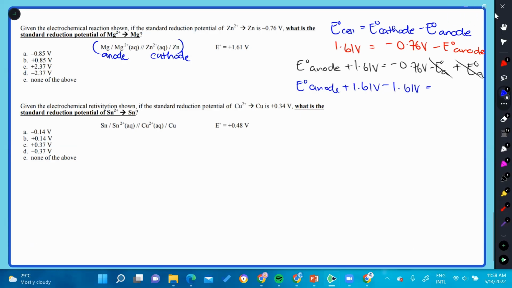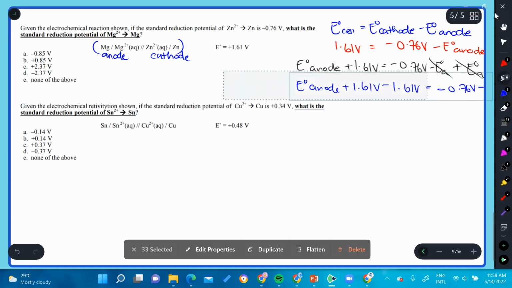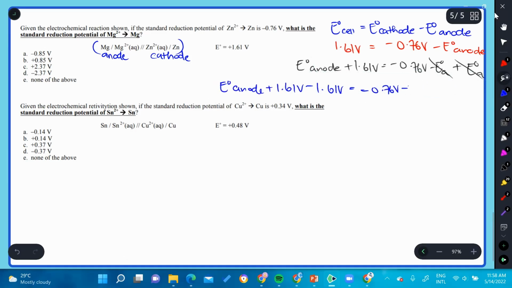So we can't have it plus something on this side. So that's why we're getting rid of the 1.61. So now we have negative 0.76 volts minus, not going to make the same mistake I always make and end up jumping 50 million pages down. Just move it over. Nice. So minus 1.61 volts cancels out.